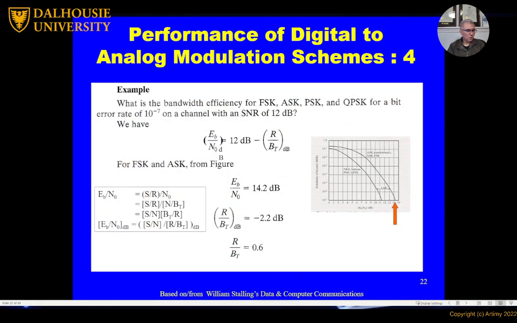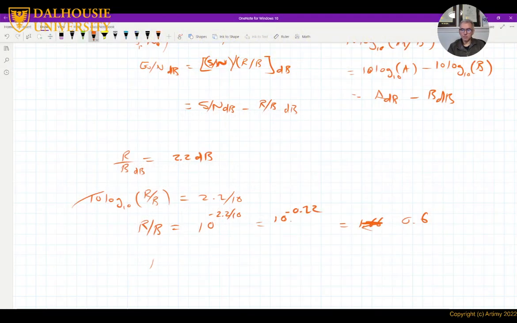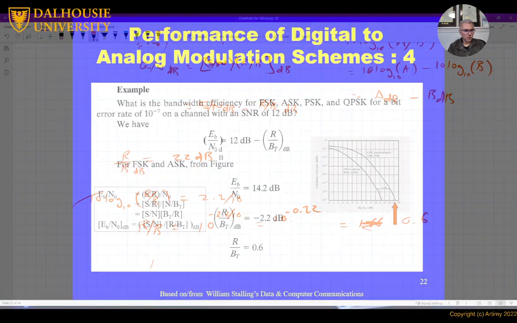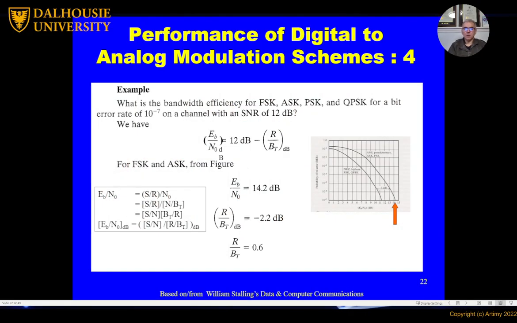So now R over BT is 0.6. The ratio, the bit rate to the bandwidth ratio, is 0.6. Or in other words, the bit rate is 0.6 of the bandwidth. So if the bandwidth is 1 megahertz, then the rate is 600 kilohertz. Okay.